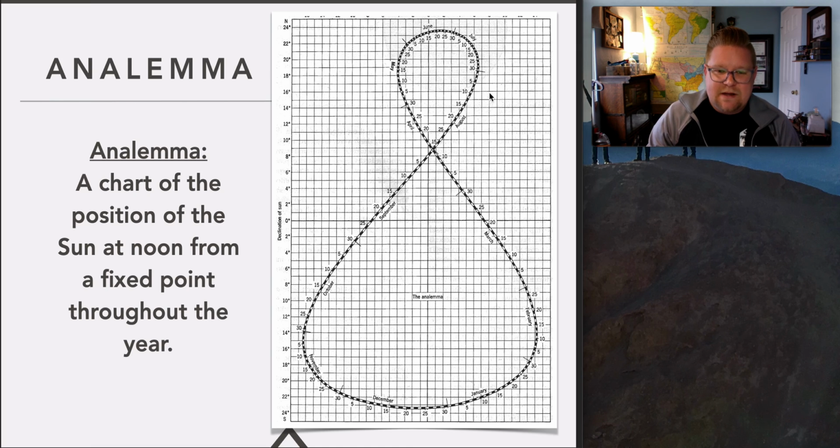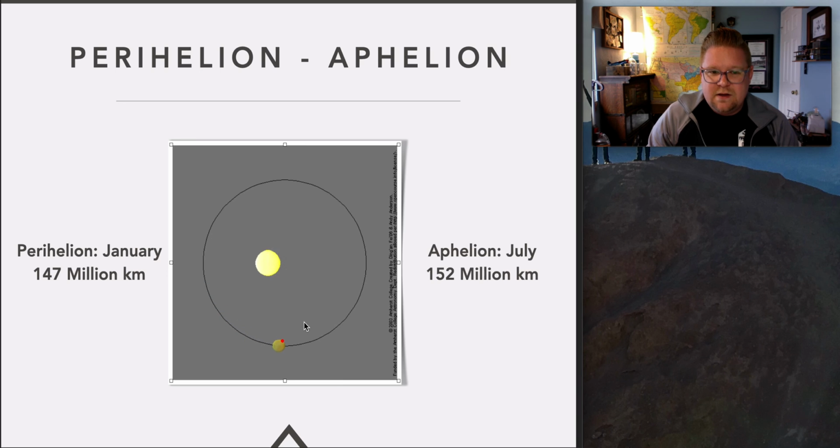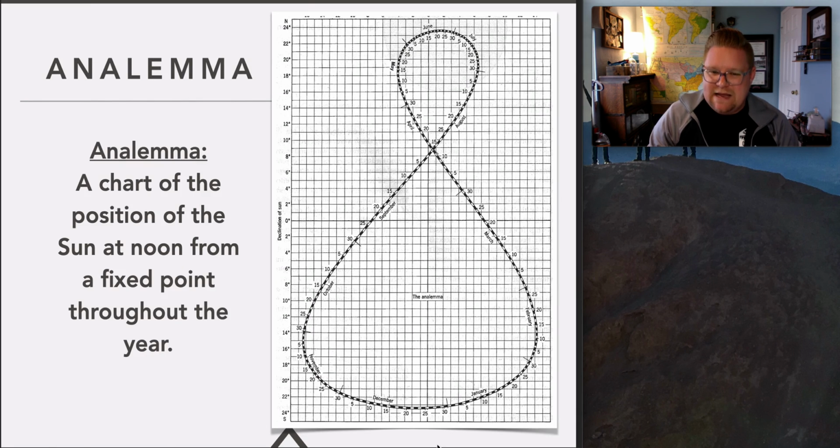Now, what's interesting about this, you might go, wait a minute, why isn't it a perfect figure eight? Why is it smaller on the top and bigger on the bottom? Great question. That brings us back to this. Notice that June's on the top, December's on the bottom. What happened in here, right? Remember how I told you how the Earth speeds up and slows down? Well, that speed difference is replicated here on the analemma.